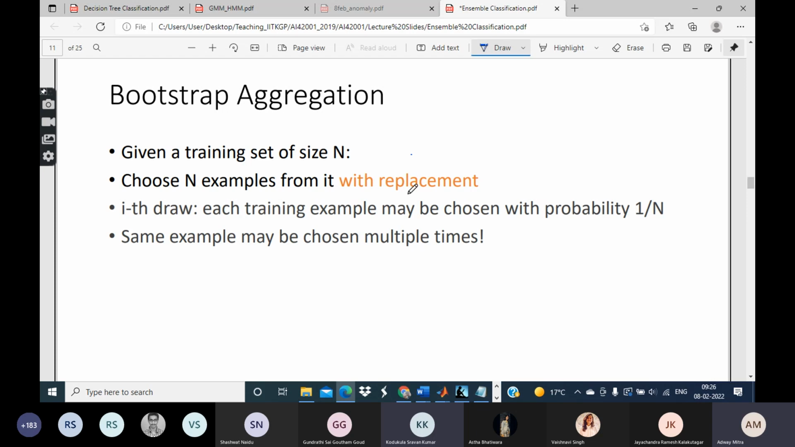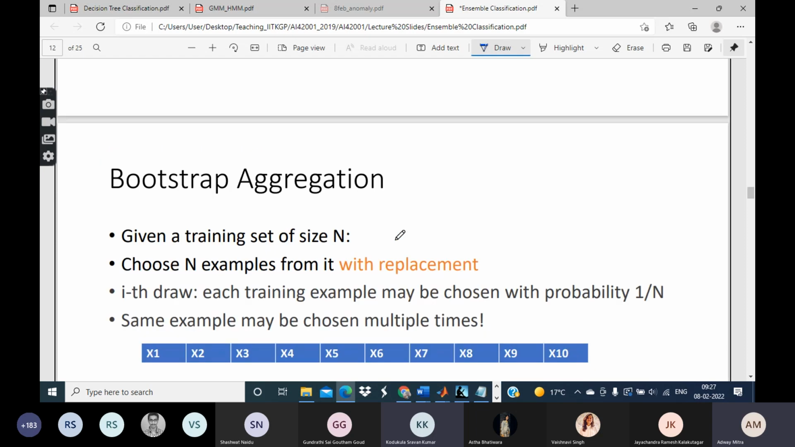In your second draw, again you will do the same thing. That is, you will choose one of the examples in the training set, and put it in the selected set, and so on. Whenever you are making a draw, the draw will be uniformly at random. That is, all the n examples will have equal probability of being drawn, and this process will be repeated n times. Since once we choose an example we are replacing it, it continues to remain in the data set, which means it can be chosen again. So the same example may be chosen multiple times.